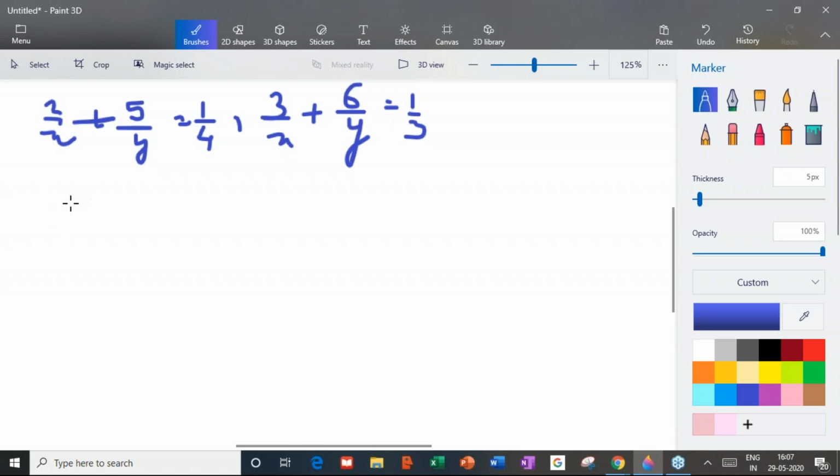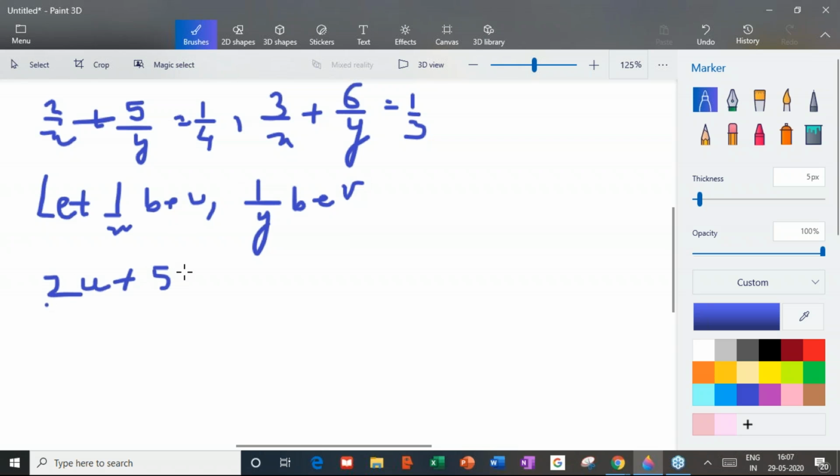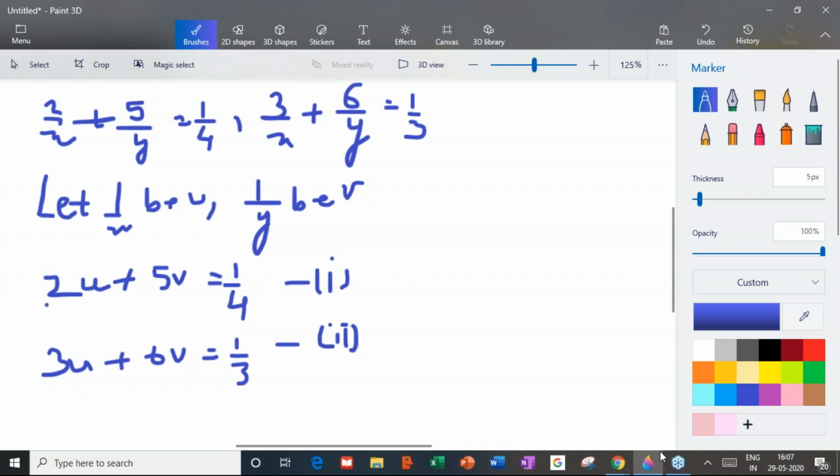So now I'm going to say let 1 by X be u and 1 by Y be v. So it will become 2u plus 5v is equal to 1 by 4. This is equation 1, and 3u plus 6v is equal to 1 by 3. Now it becomes easy to solve. Once you get the value of u and v, substitute it in 1 by X, 1 by Y, you will get it. Don't leave the value as 1 by X. The time taken will be X and Y. Yes, Sanskriti, you're right.